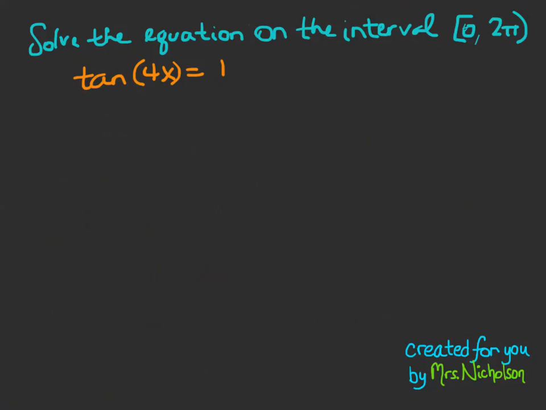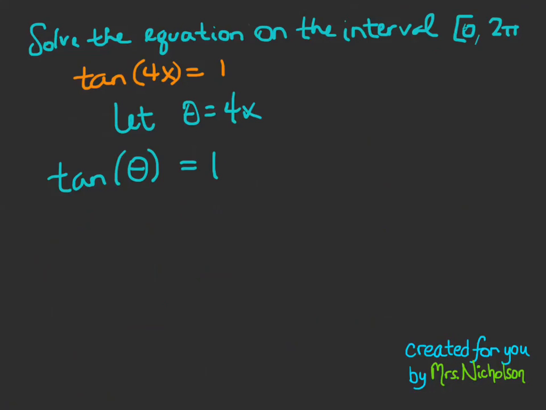If I let me get a different color for this. I'm going to say let theta equal 4x. And then I'm going to rewrite my equation. And instead of 4x, I'm going to put theta equal to 1. That's an equation I can solve. Tangent theta equal to 1.